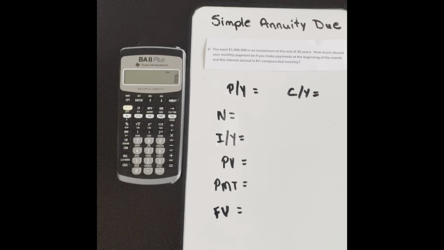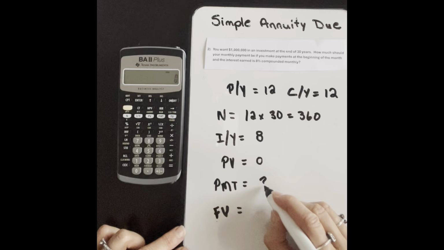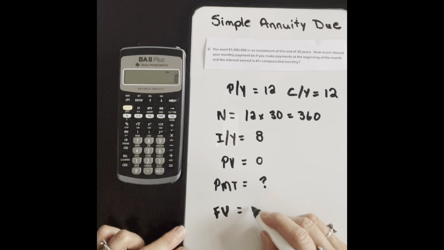Our second example says you want $1 million in an investment at the end of 30 years. How much should your monthly payment be if you make the payments at the beginning of the month and the interest earned is 8% compounded monthly? So compounded monthly, 12 periods per year, and you're making monthly payments, so that's 12 per year. Those are equal, and it's at the beginning of each month, so it is a simple annuity due. N will be 12 times the number of years, which is 30, so 360. The interest is 8%. Present value, there's no mention of money being in there before we start, so that's 0. We want to know the payment, so that we have a future value of $1 million.